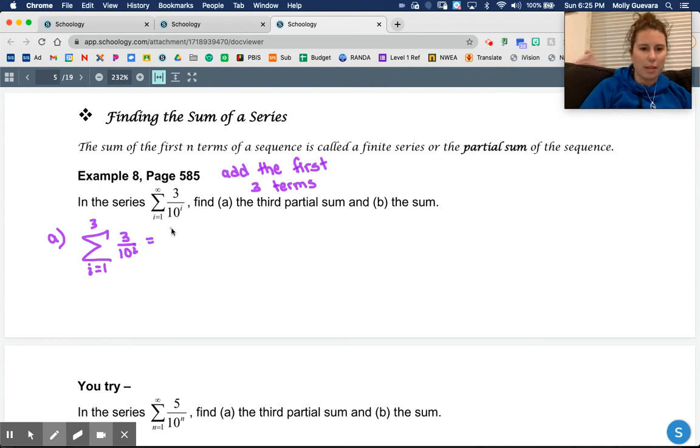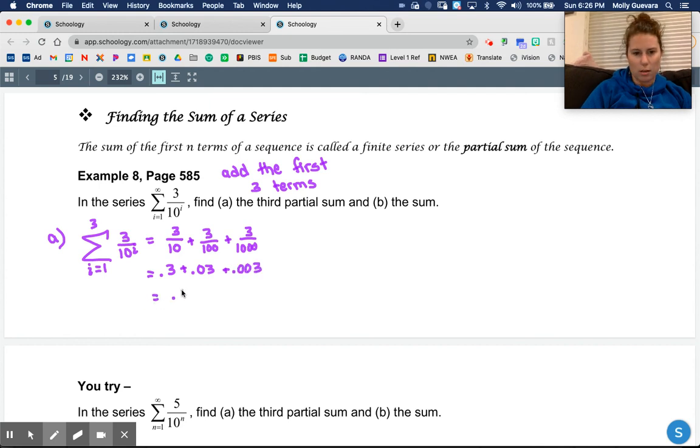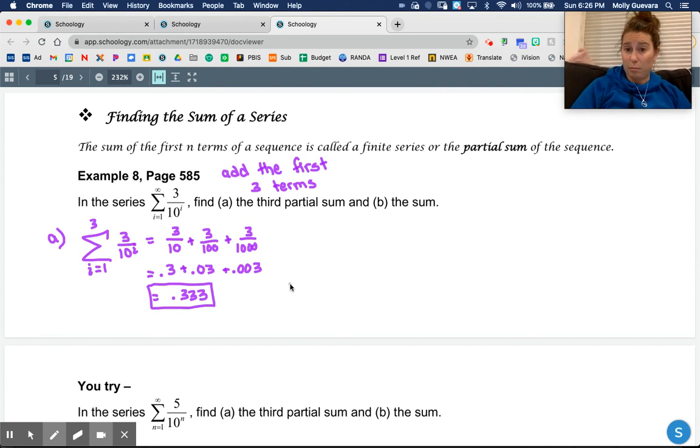So I'm just going to add, right? That gives me 3 over 10 to the 1 plus 3 over 10 squared plus 3 over 10 cubed. And if I add these up, I get 0.3 plus 0.03 plus 0.003. So if I add it up, I get 0.333. And that does not continue on forever. It's just 0.333 because it's only the first three terms. Okay? Then it wants me to find the sum of the whole thing.